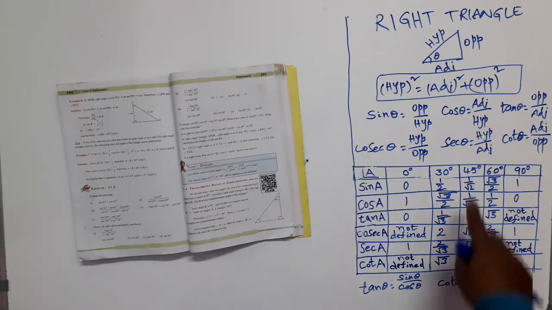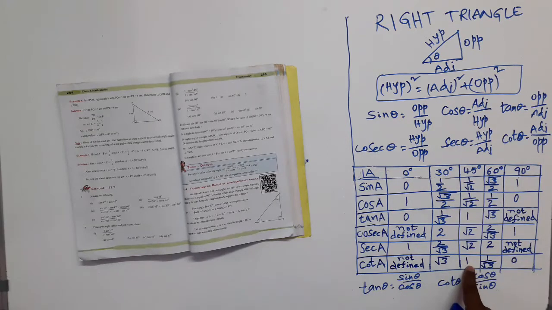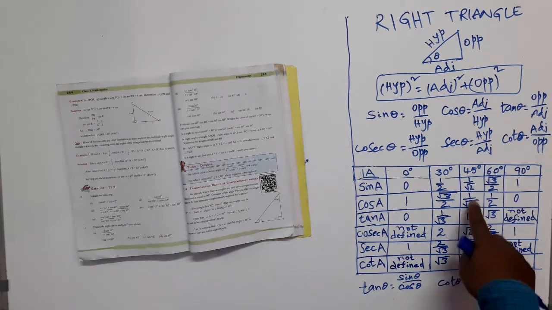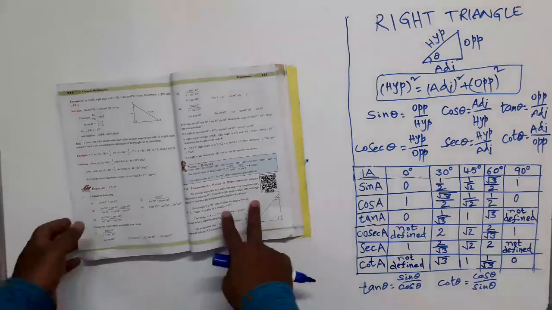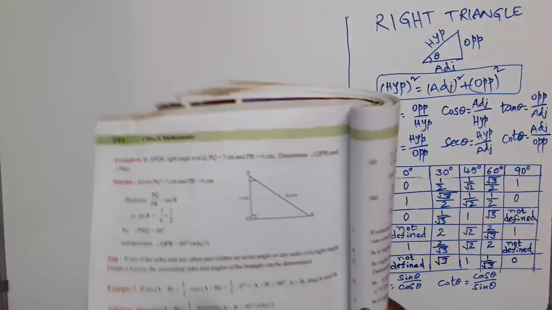In the same way, cot 45 degrees is also 1, because cot theta is nothing but cos theta by sin theta. This by this, that is 1. Anyway, you are supposed to remember these values.